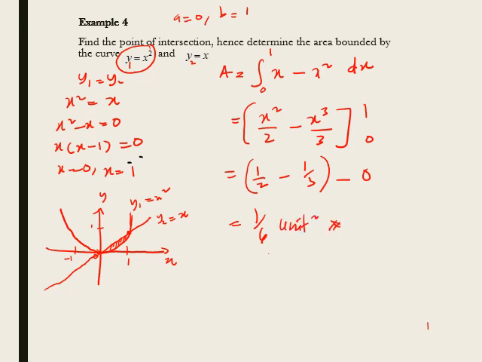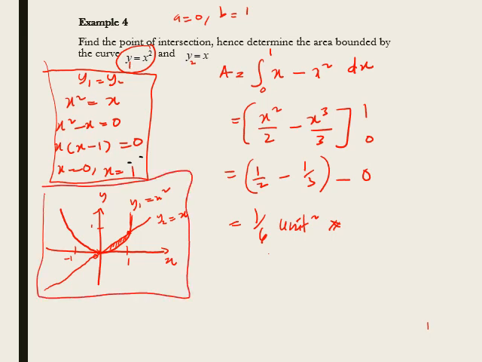Okay, that's it. The important thing is you need to know how to find the intersection points, and then sketch the graph to know which is the upper curve and which is the lower curve. Then you integrate in the area formula, the upper minus the lower, substitute the limits from 0 to 1, and just integrate it. Okay, that's it.